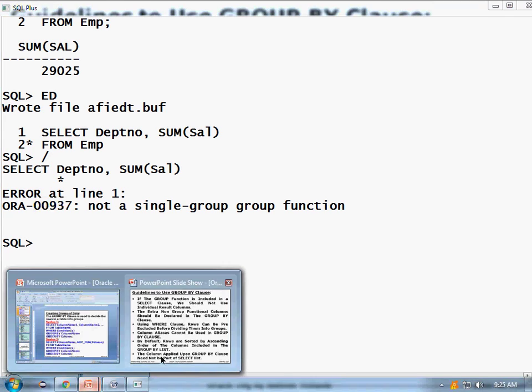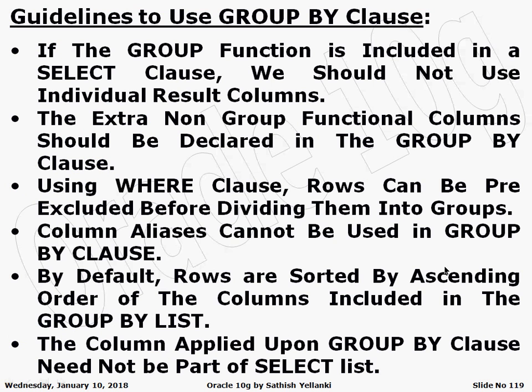But real time says that there is a necessity that group functions and single row columns should work together, because we get better analysis out of that. So the extra non-group functional columns should be declared within the group by clause. Whenever you have any non-group functional columns within your query, they have to get into the group by clause, because the group by clause divides the data into categories. Whenever your group by clause is dividing the data into categories, for each category independently the group function will work.